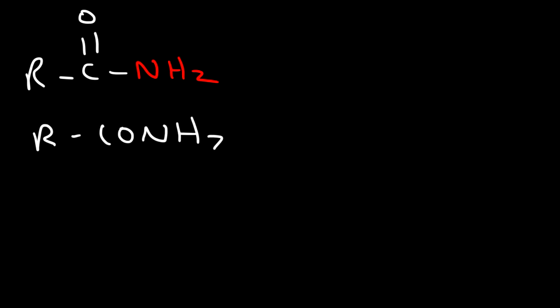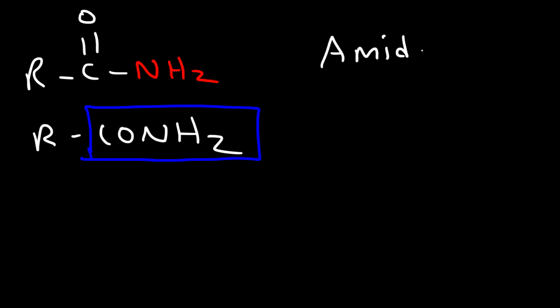Now, what if there's a carbonyl group attached to an NH2 group? What is the functional group called? So you can write this as RCONH2. If you see that, it's the same as what you see above. So this is known as an amide.